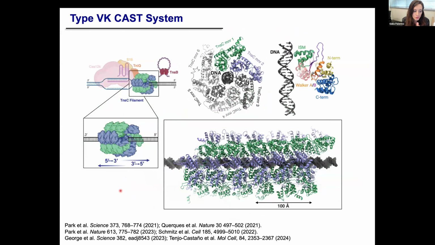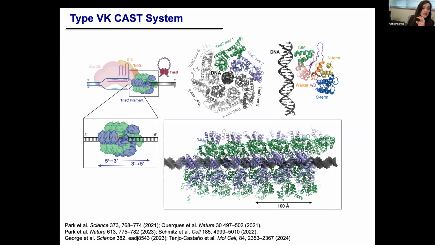Finally, I would like to introduce another question that we are addressing in my lab about DNA transposition. This is the type V-K system. In this system, we have our recognition complex, TnsC, polymerizing around double-stranded DNA until it finds the transposase for cleavage, for DNA insertion. Here there are key questions we want to address.